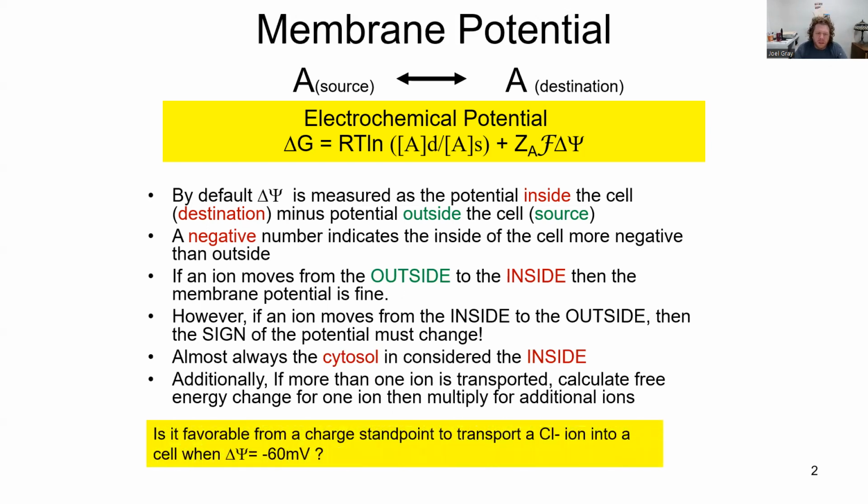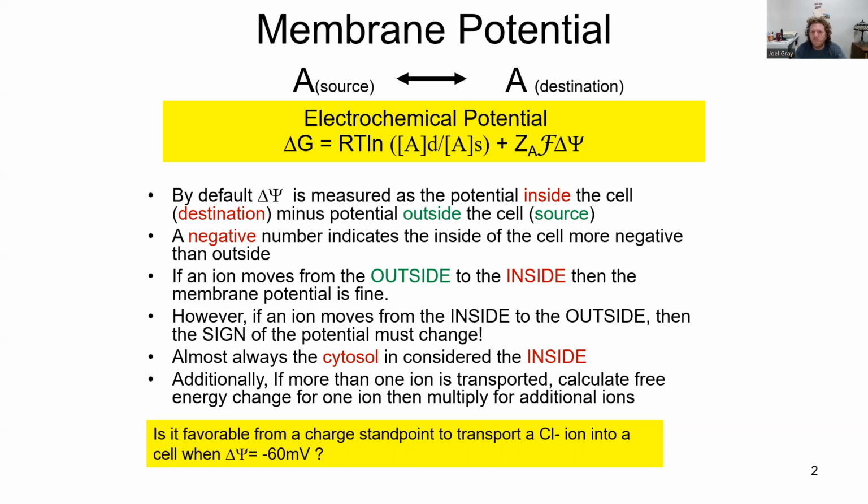So ultimately, this leads to a question like, is it favorable from a charge standpoint to transport chloride ion, Cl minus, into a cell when delta psi is equal to negative 60 millivolts? Okay, so that delta psi, that's a measure of the potential that that specific membrane provides. So you could almost think about that as like a constant of sorts.